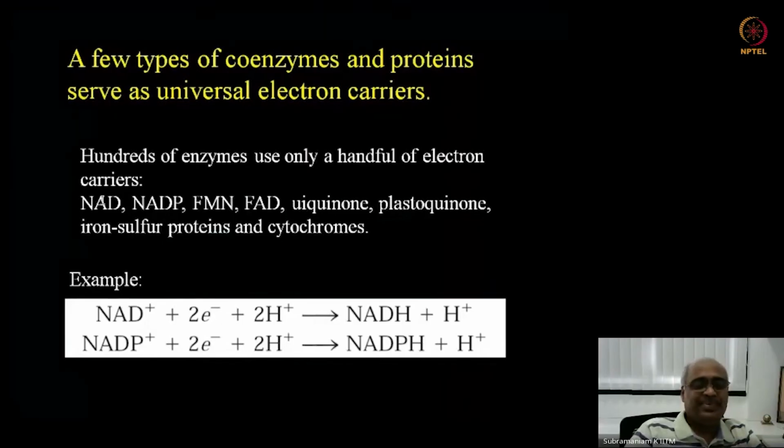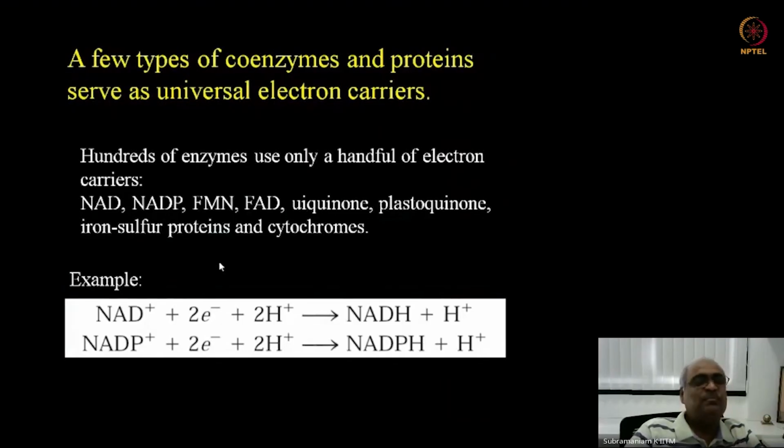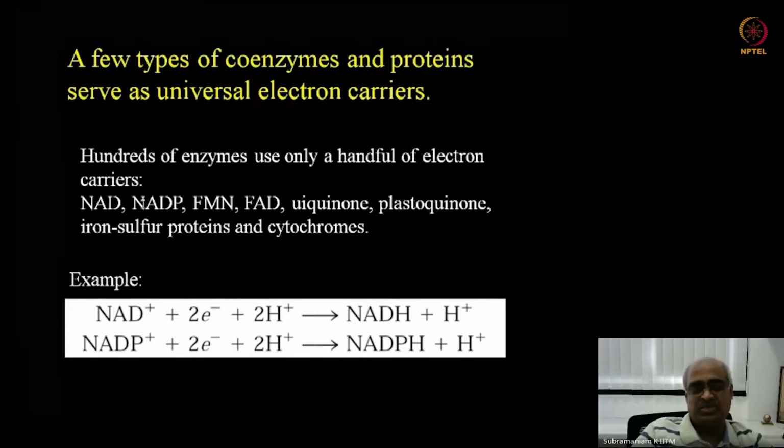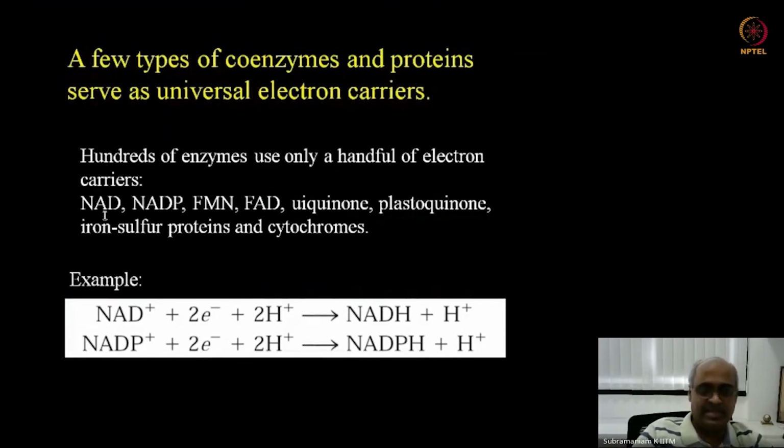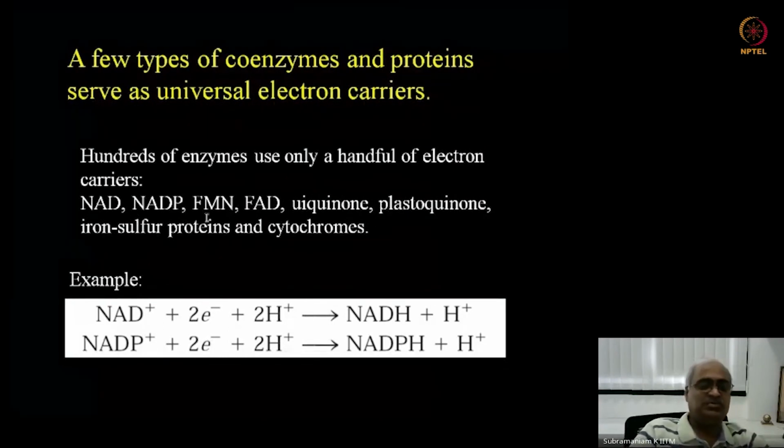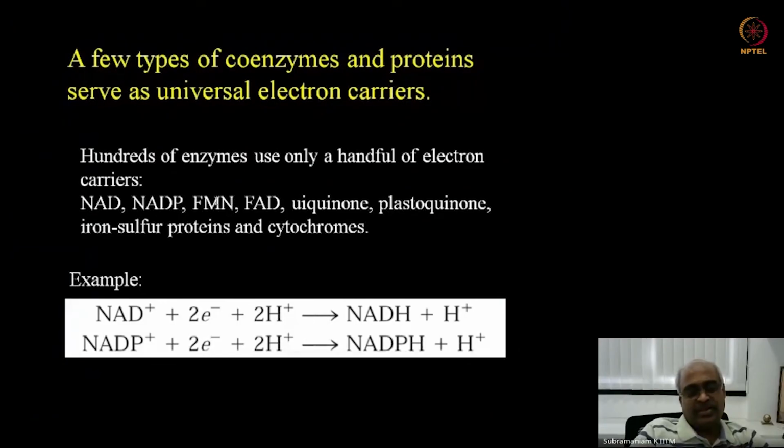So what are these handful of electron carriers? NAD we just saw. So we will have a very close look at it and appreciate the beauty of that molecule. NADP is actually NAD, which is phosphorylated at one part of it. Otherwise, they both function very similarly, although the enzymes are specific. Some enzymes that use NAD do not use NADP and vice versa, but there are enzymes that can use both. Then you have another one called FMN, another one called FAD. These two are related.